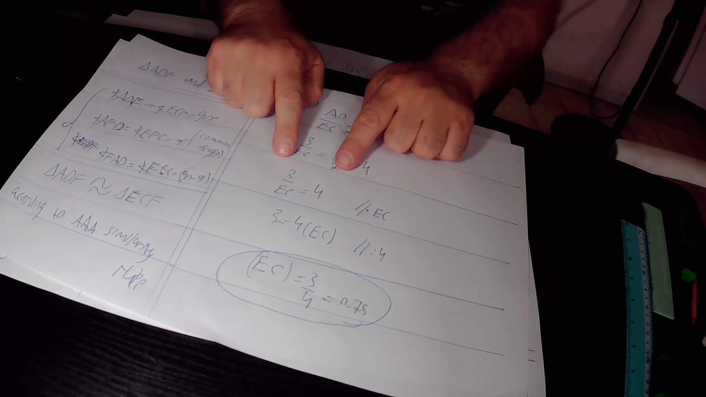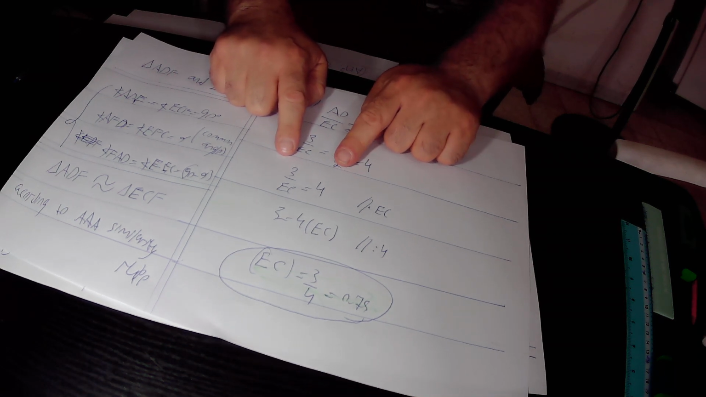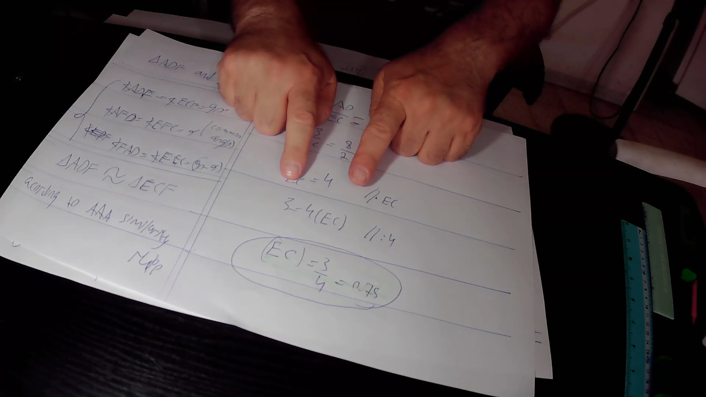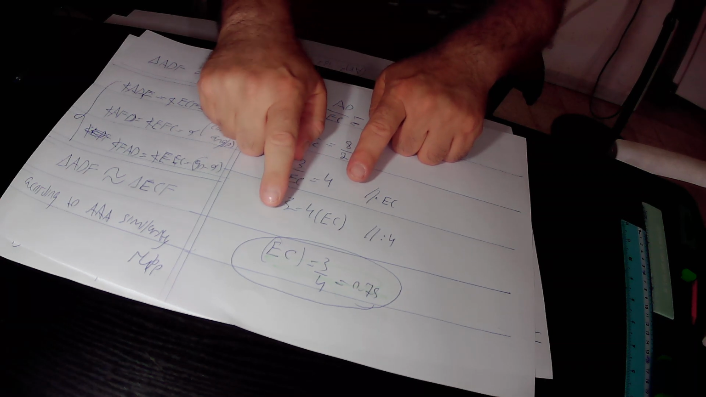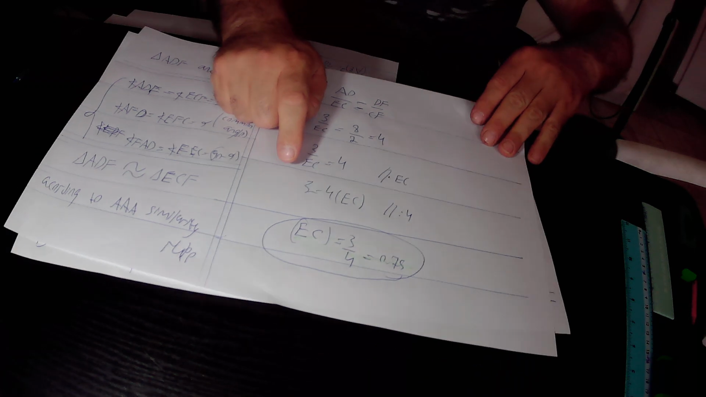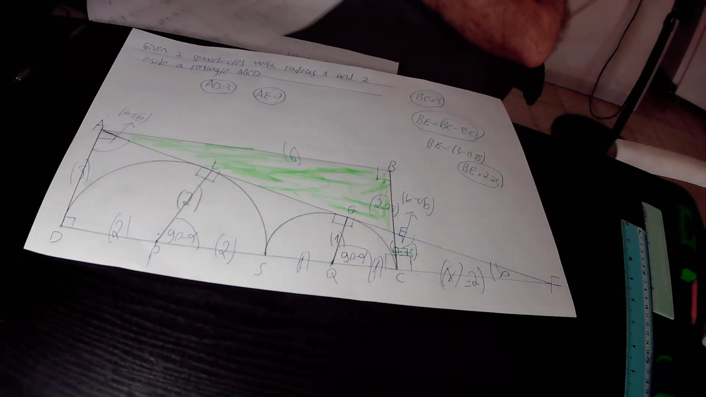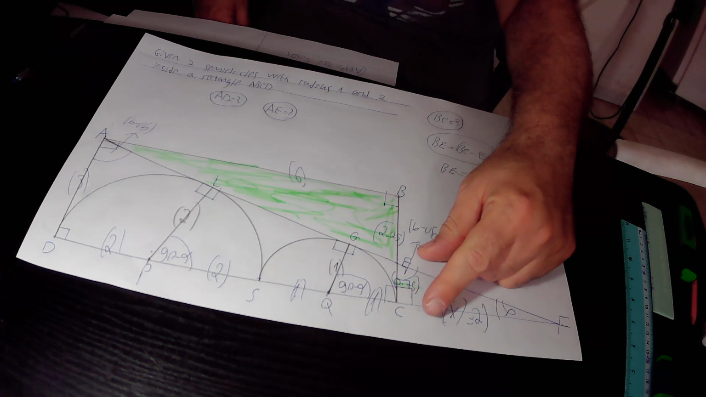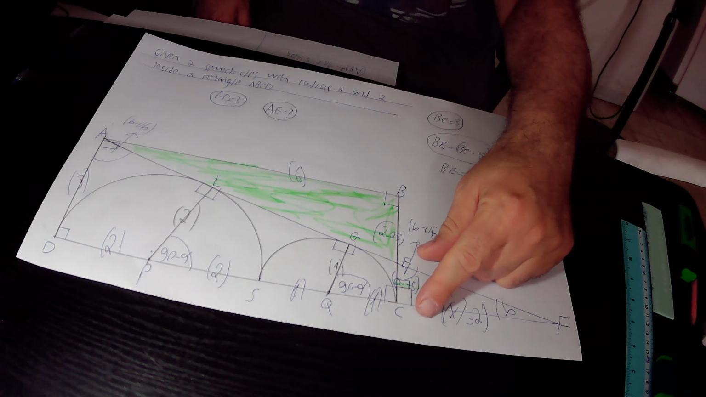Here we multiply this equation by EC and finally find that 3 equals 4 times EC. Here we divide this equation by 4 and finally find that the missing side EC equals either 3/4 or 0.75. Again, the missing side EC equals either 3/4 or 0.75.